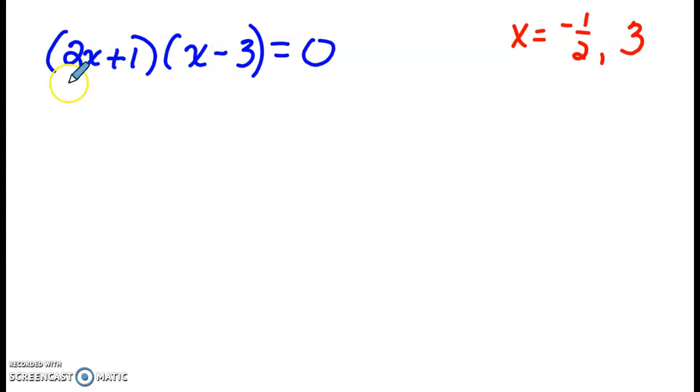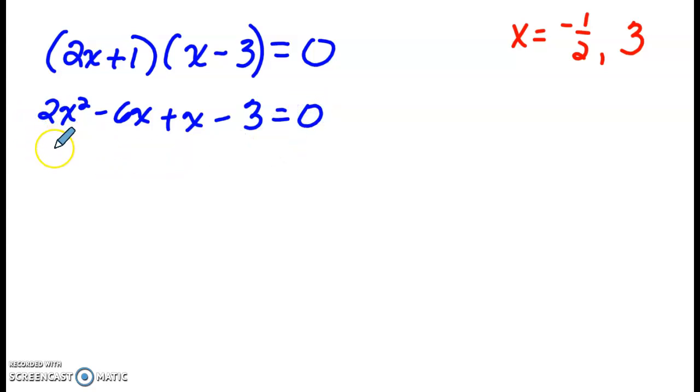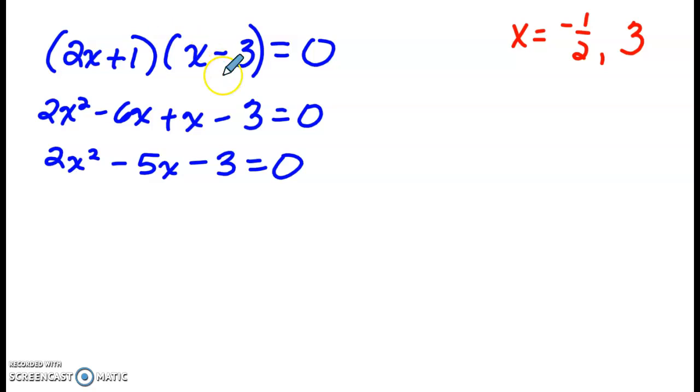All you're going to do here is double distribute. So you do this times this to get 2x squared. 2x times -3 to get -6x. Now we're going to take 1 times x to be 1x, and 1 times -3 to be -3. Now we're just going to combine like terms. And that way, this ensures that your answers will not have radicals in them because this could be factored. Okay, and when you can factor it, there are no radicals in your answer.